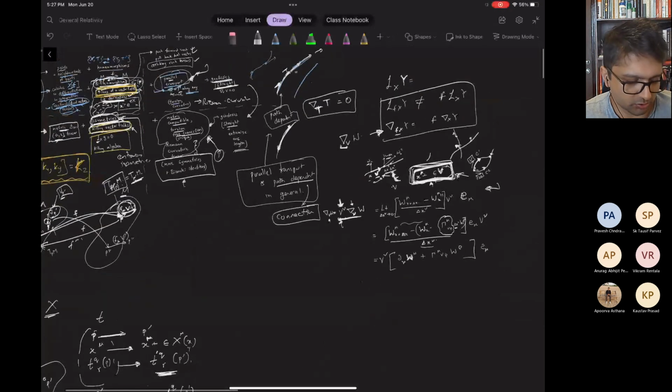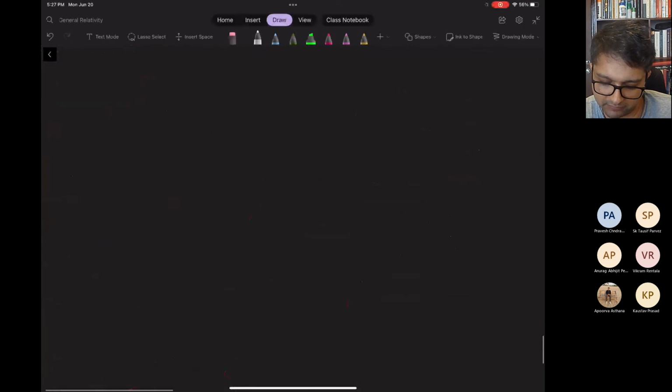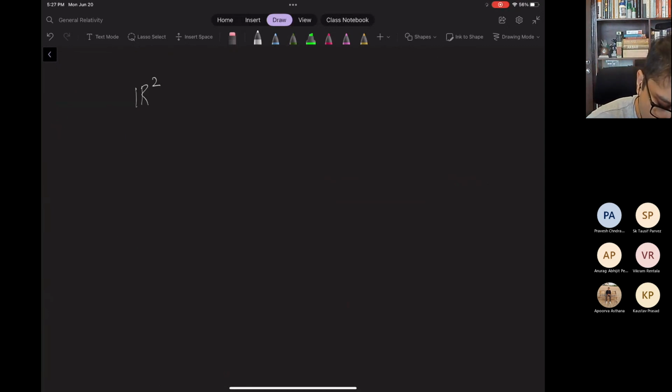Okay, so let's just do some examples to make this completely clear. What is the difference between a Lie derivative and this affine connection? So we'll do two examples. One is on R2 with the metric delta, and the other example that we'll do is on a two sphere with the standard inherited metric from R3.